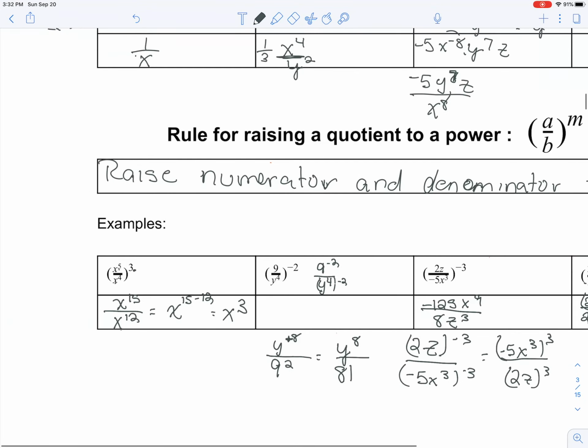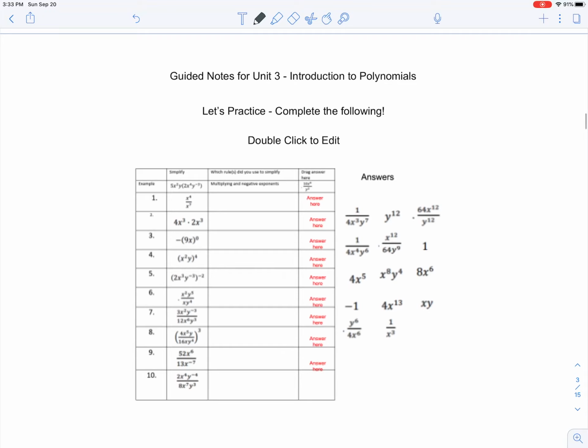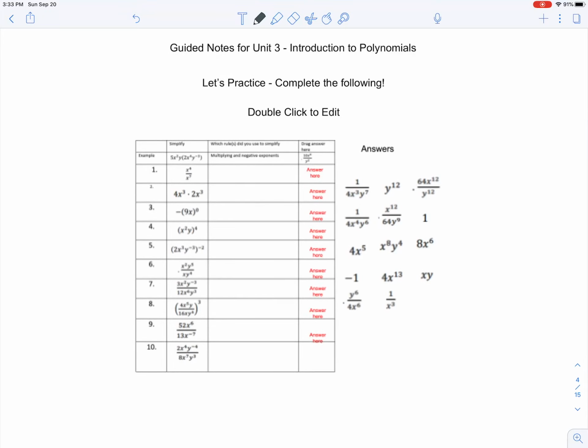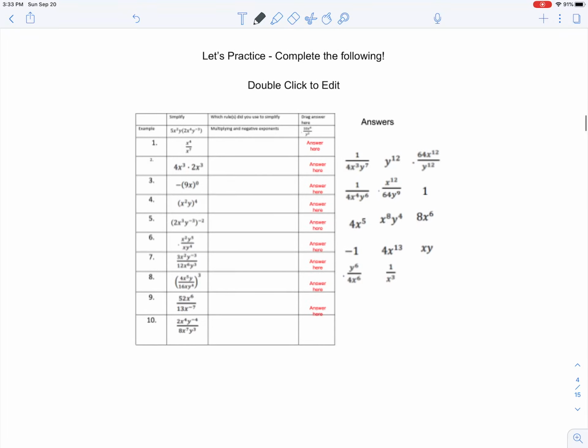I hope you found those rules to be helpful. If you like, here's a little activity. Well, if you're my student, you must do this activity at the end. If you double click on this in Google Docs, you can just take the answers and move them to the appropriate center column, and then you're going to answer here what steps you use. You put your answers in the last column, and in the middle column you write what methods you use. So multiply and negative exponents or something like that.